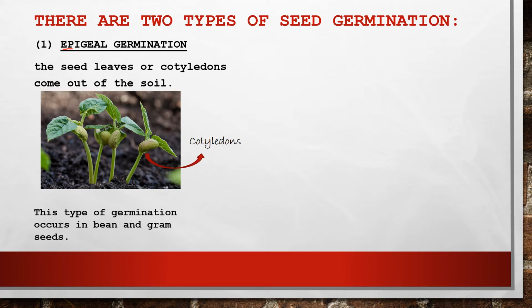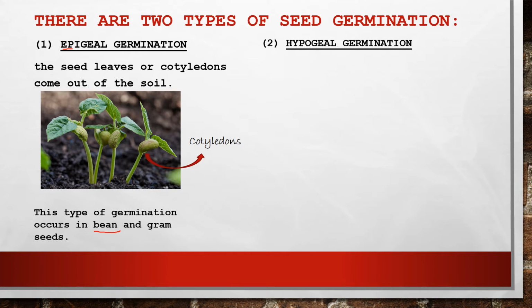The bean and the gram seeds always undergo epigeal germination. They never undergo hypogeal germination or other types of germination. It is always epigeal germination.